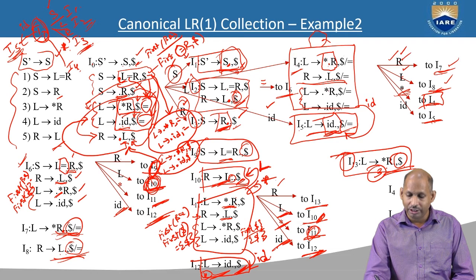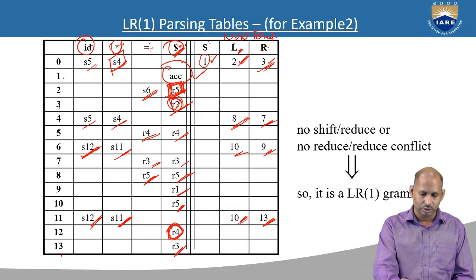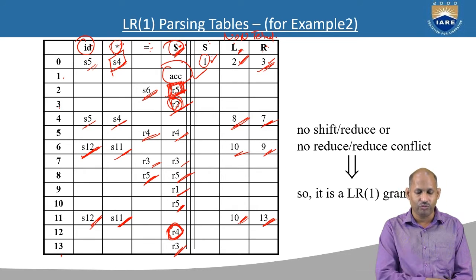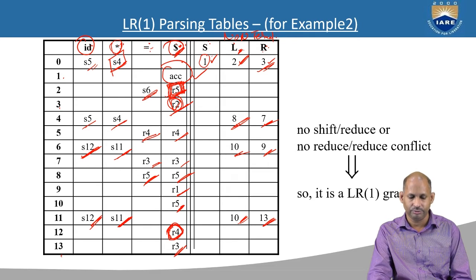Then I5. What is the production number? 4. What are the symbols we have? Multiplication, dollar and assignment. So production number 4 on dollar and assignment.